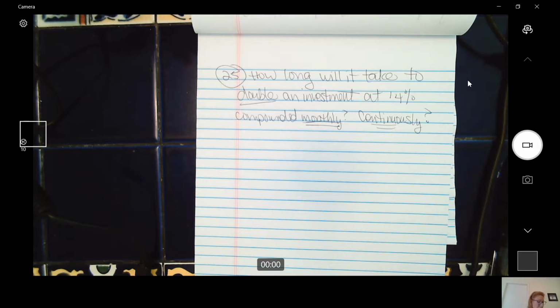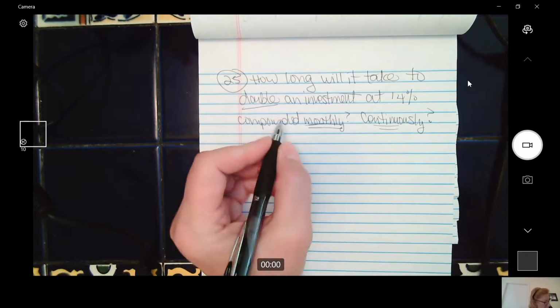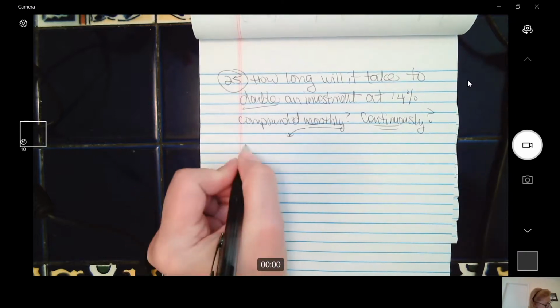So the reason it doesn't give you a specific investment is because all investments would actually double at the same rate. So it doesn't matter whether you're trying to start with $1 and double it to $2 or 5 million and double it to 10 million. It will take the same amount of time at the same rate, 14%, compounded in the same way. So that means you can either be real symbolic and you can just make up your own symbols for your starting and your final amount, or you can just come up with a really concrete number of your choosing. It won't matter. But the formula is a little bit different for each one of these.